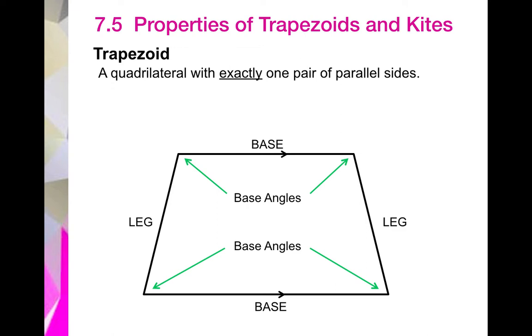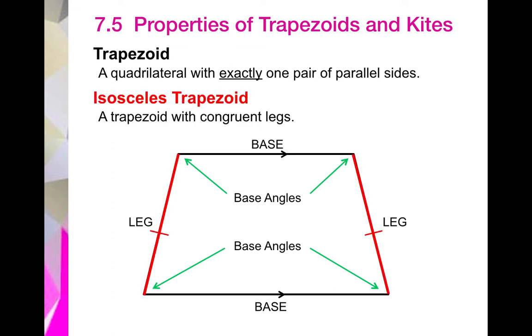And then we also have legs. So legs are also the sides that are not parallel. If the legs are congruent, which they can be the same length, then we have what's called an isosceles trapezoid. So we have the two bases that are parallel, and the legs are congruent, then we have an isosceles trapezoid.